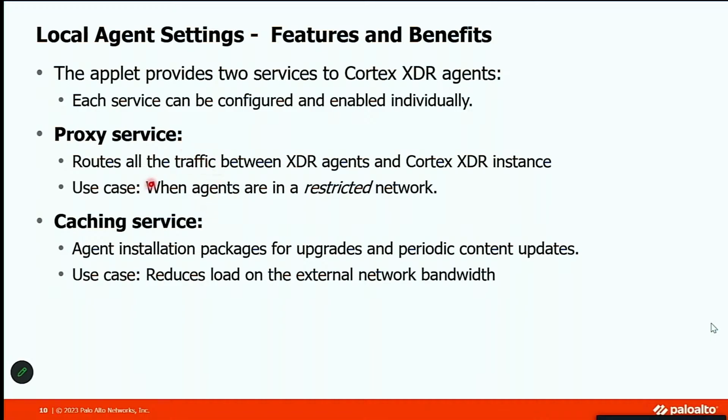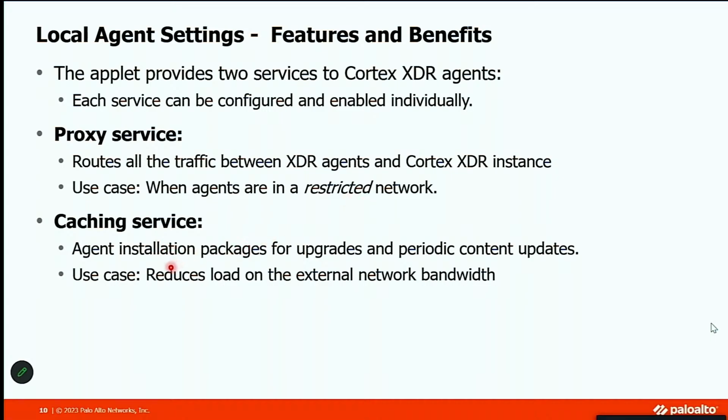So the proxy service, the one I demonstrated, routes all traffic between our Cortex XDR agent and the instance. And the use case is when the agent is in a restricted network, yeah, whether it's for security or it's isolated from the internet. Otherwise, if you're happy with the agents doing their own check-ins and policy updates and things like that directly, you don't need to use it. But certainly for endpoints that don't have internet, this is the solution.